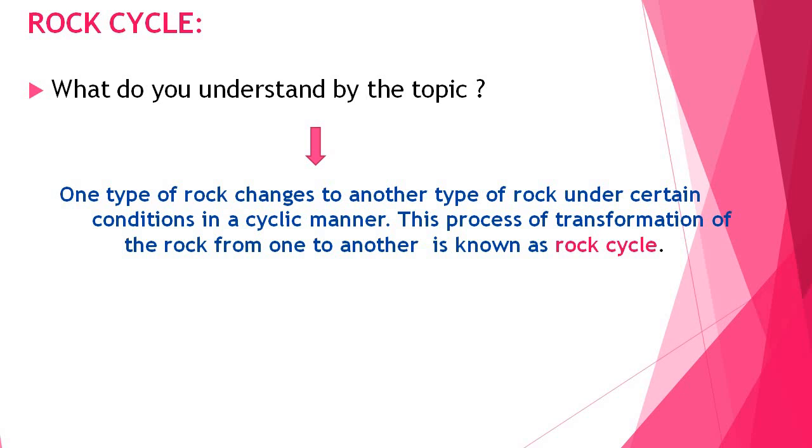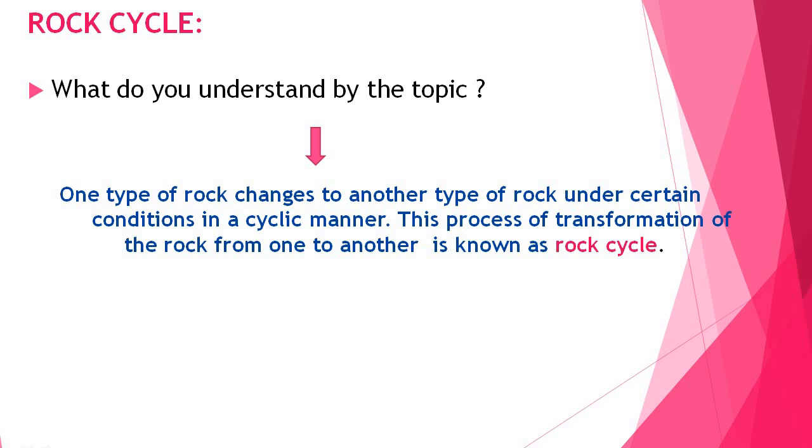Now what happened in this process? Water went to the atmosphere by evaporation, then it cools and condenses, and then again it comes back to the surface of the earth in the form of rain. So in the same way, the rock cycle is quite similar. Rocks sometimes become igneous, sometimes sedimentary, and sometimes metamorphic. Now, how does it happen? It happens in different conditions in a cyclic manner.